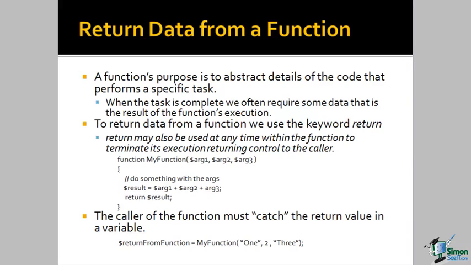Now, the caller may choose to ignore the data that's being returned. If a function call is on the right side of an assignment operator, then whatever data is returned by that function will be assigned to the variable on the left side of the assignment operator. If you call a function and it is not to the right of an assignment operator, then that value that's returned is just dropped on the floor. It has no life outside of the function. So to get data back from a function, we as the caller must catch that data with an assignment operator.